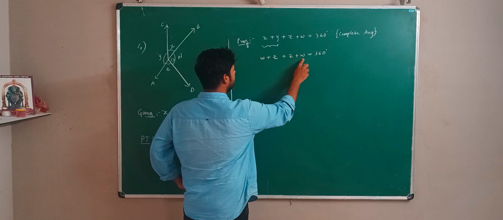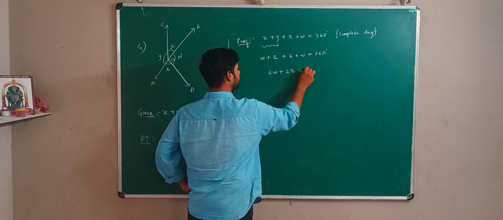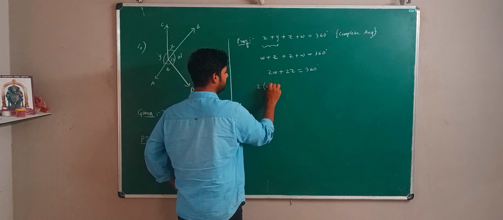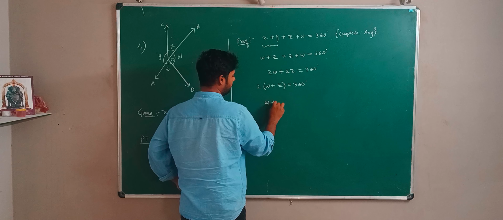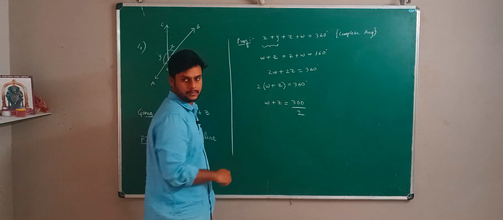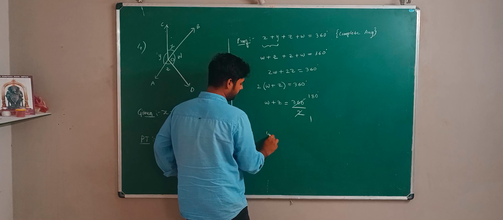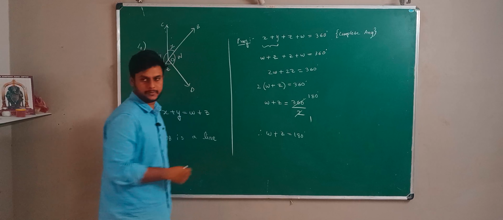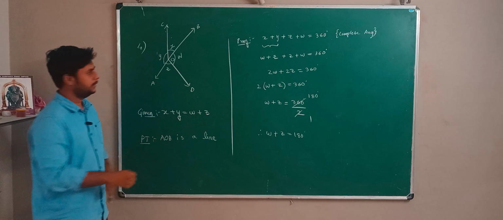Now w plus w, 2w, plus z plus z, 2z, is equal to 360 degrees. What is common? 2 times w plus z is equal to 360 degrees. W plus z is equal to 360 by 2. The 2 will come down. 2 ones are 180. Do you know a simpler proof? So I proved w plus z is equal to how much? 180 degrees.